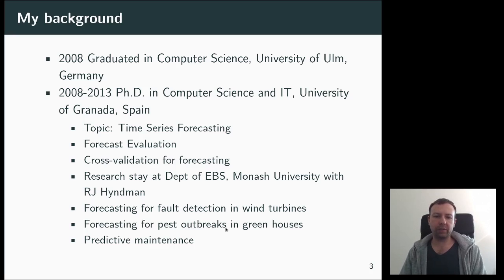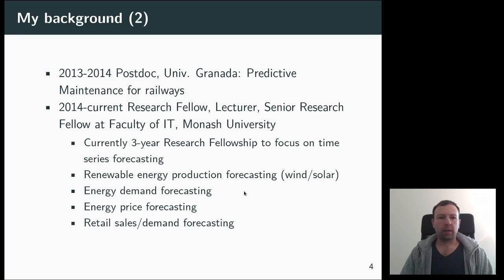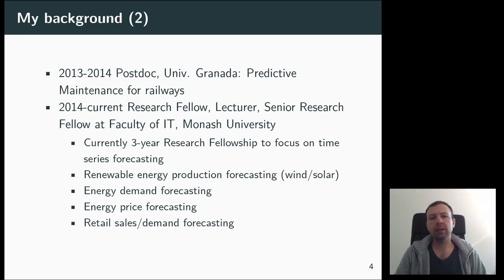And I also worked on some more applied projects in forecasting for fault detection in wind turbines, forecasting for pest outbreaks in greenhouses. I also did a bit of predictive maintenance. Then I went on to do a postdoc, again in Granada, in predictive maintenance for railways. Since 2014, I'm at Monash University, first a research fellow, then a lecturer. And now I'm currently a senior research fellow on a 3 years fellowship to focus solely on time series forecasting.